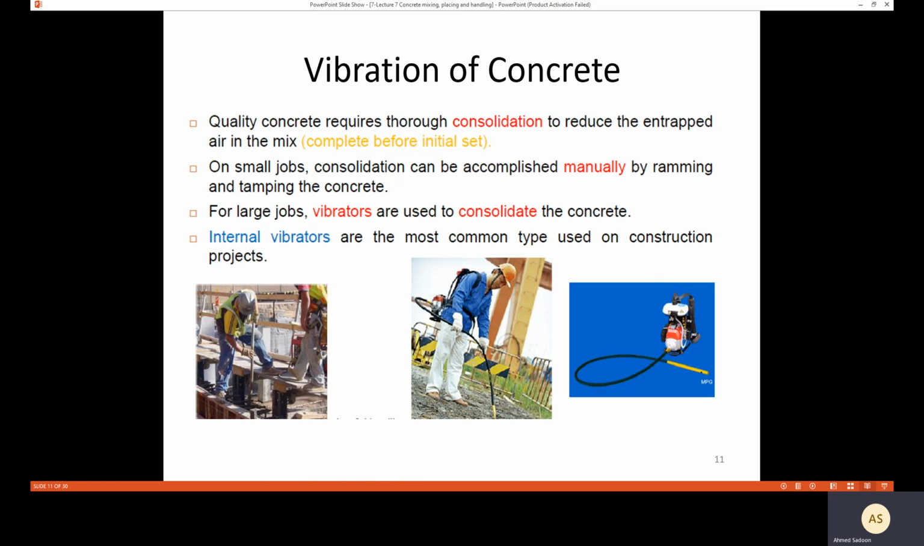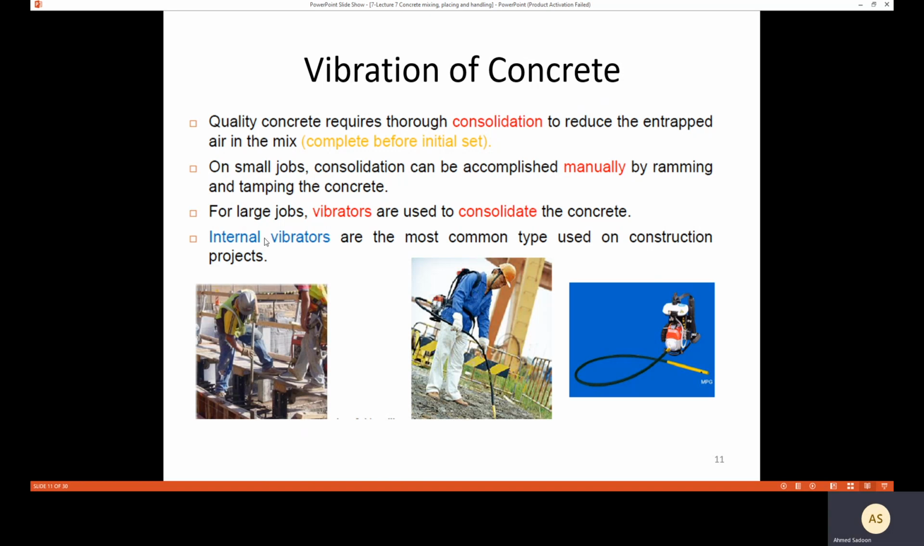So why do we do vibration? In order to reduce the entrapped air. If you have a small job, consolidation can be accomplished manually using ramming and tapping of the concrete. Like this guy here, he uses a stick in order to vibrate the concrete, if you have a small job.